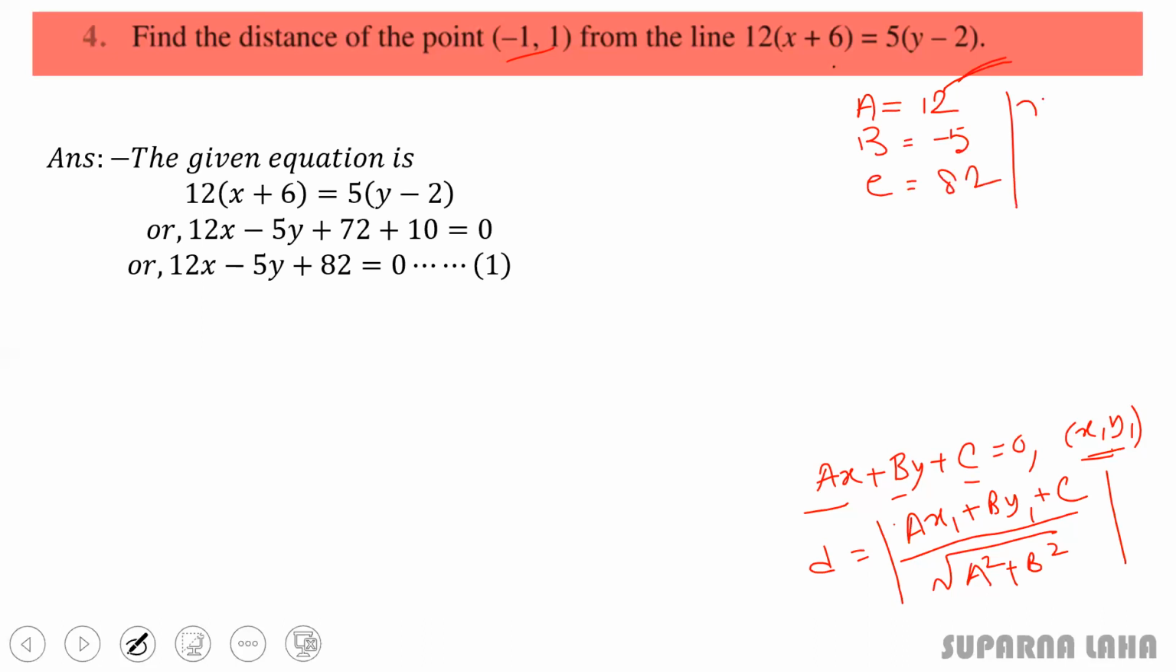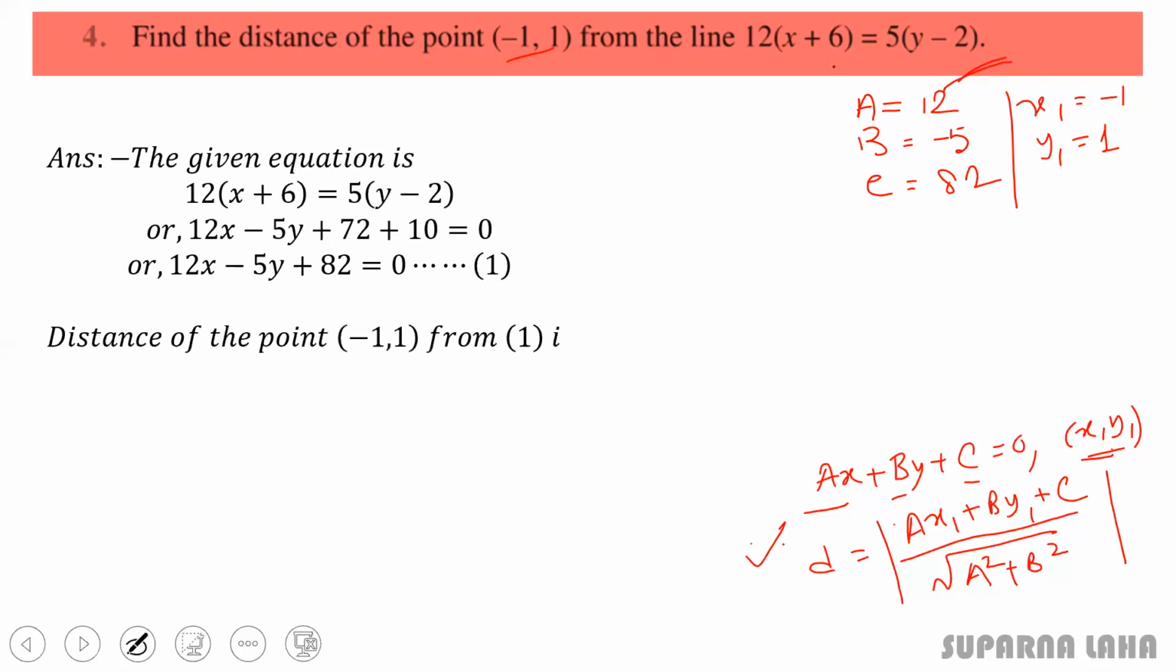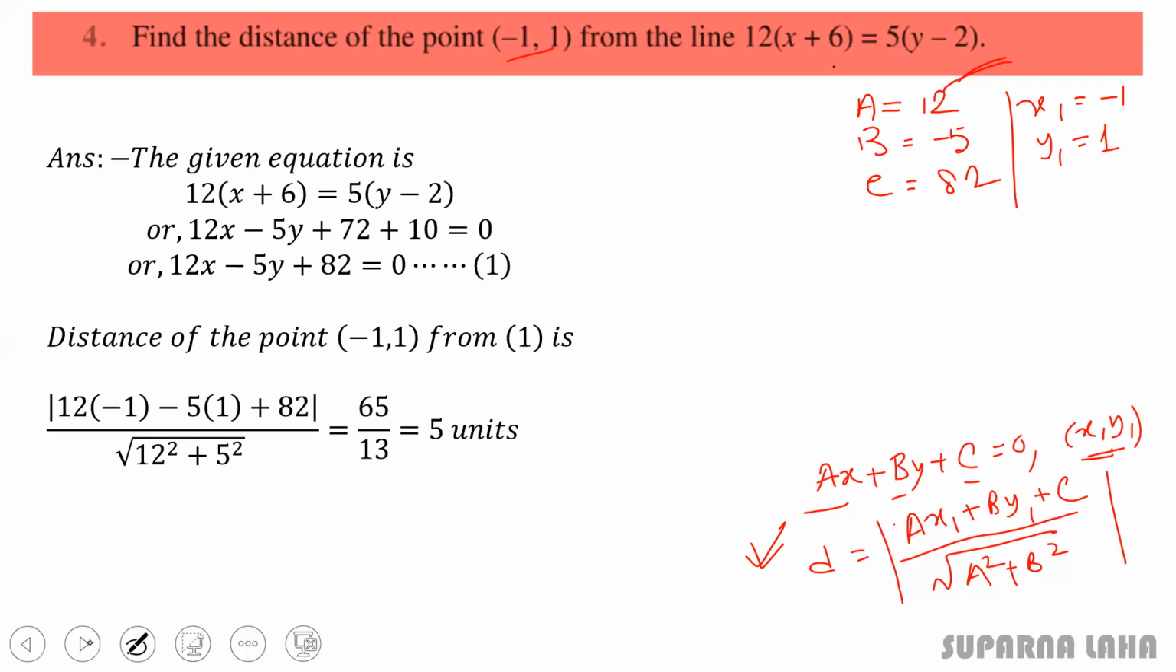Clear? And x1 is minus 1 and y1 is 1. Now look at here. Apply the distance formula, put the values of A, B, C and x1, y1. So it will come to 5 units. So the distance of the point from the line 1 is 5 units. Clear? So moving to the next question.